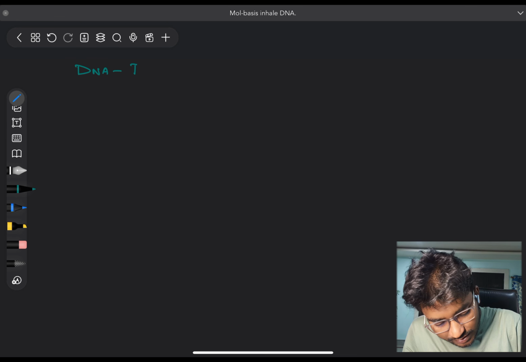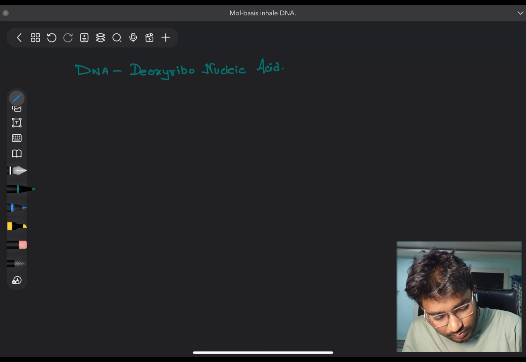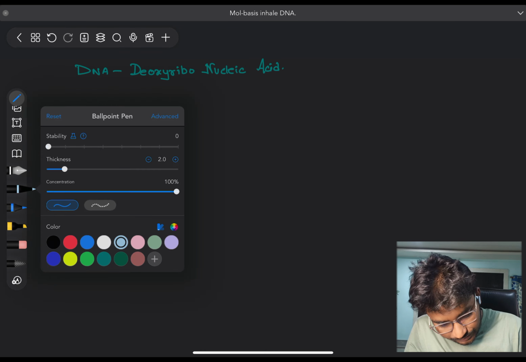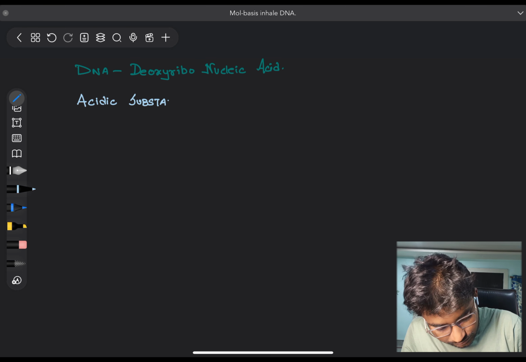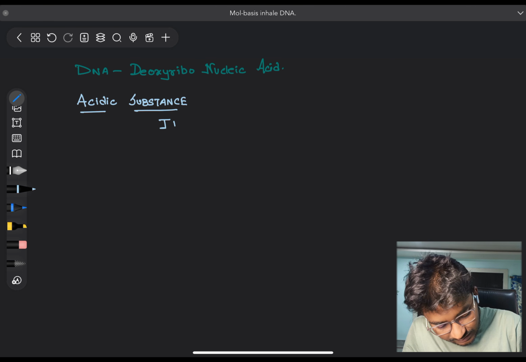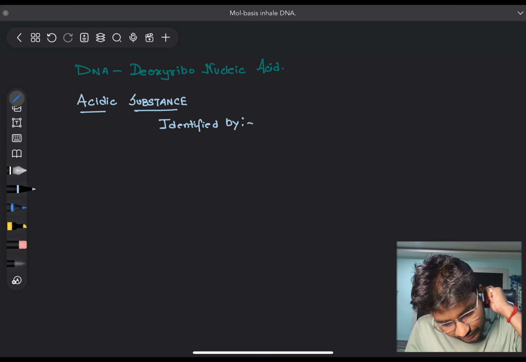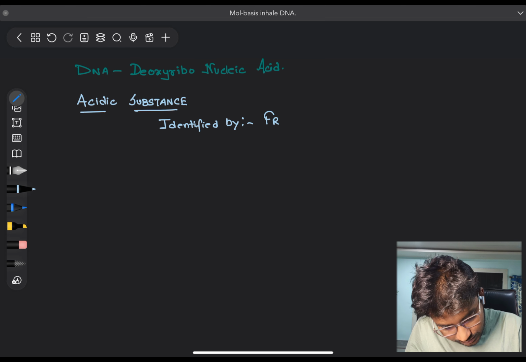DNA stands for deoxyribonucleic acid. By the name you already understood that it is an acidic substance. Identified by Friedrich Mischer.